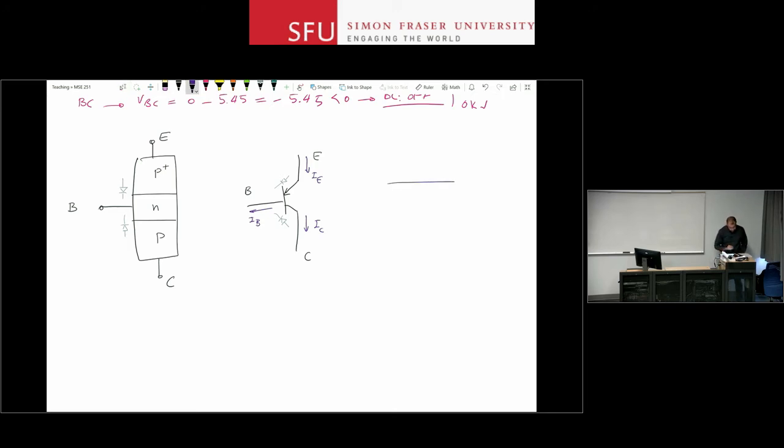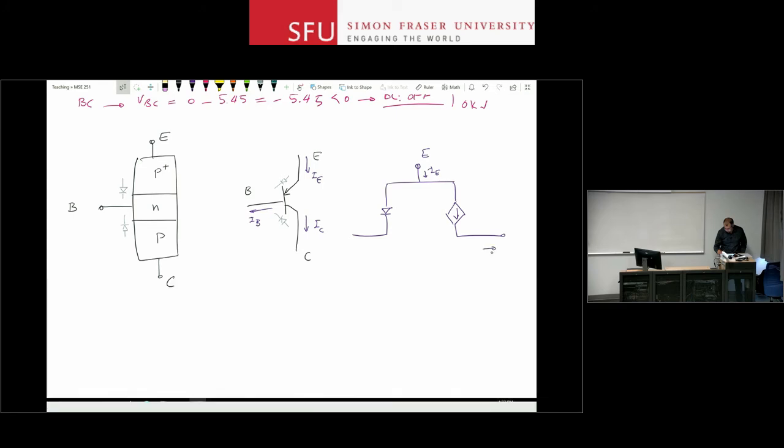If you want to use the circuit model that we had, especially for the active region, this is the one that we use for a PNP. So again, this is your emitter, IE, IC, and IB. So base, emitter, and collector.